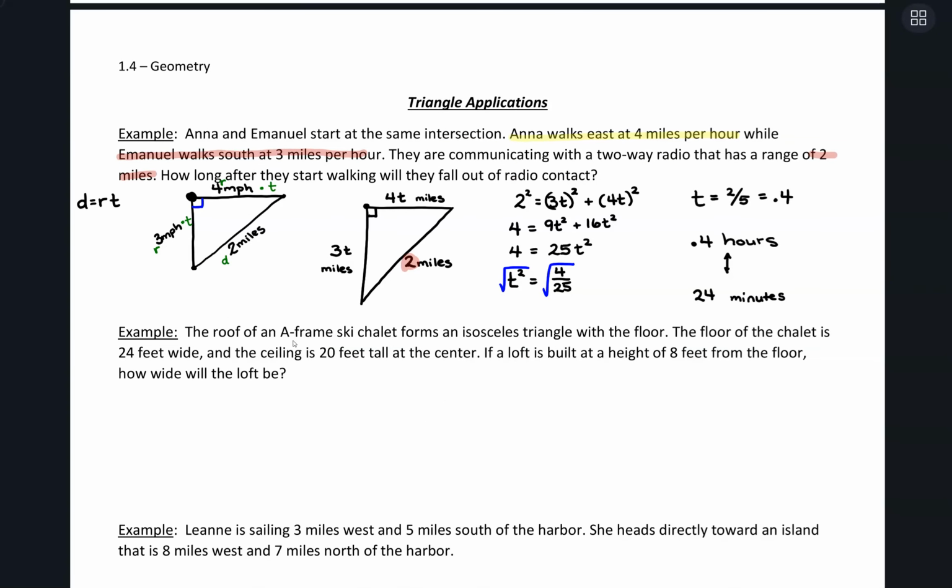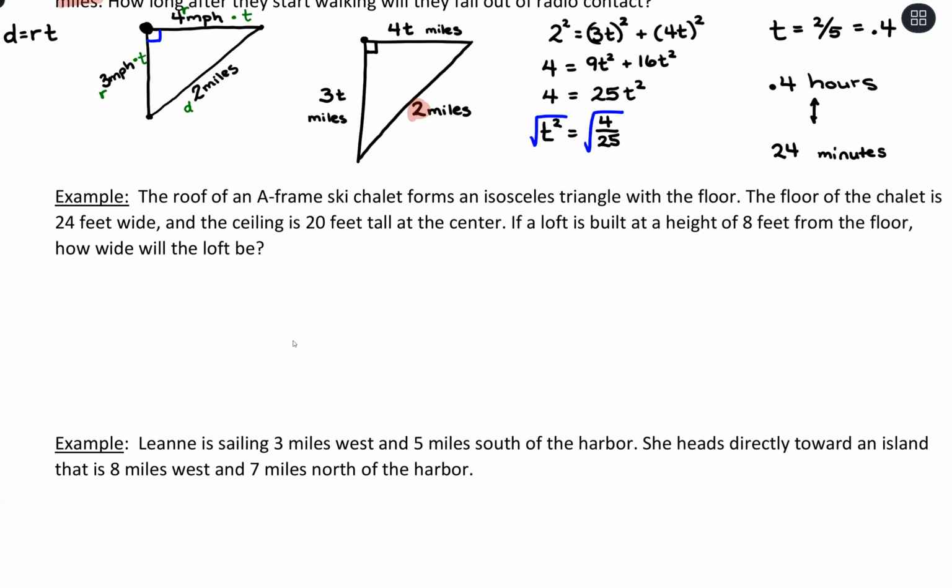Okay, so there's one case where we used our Pythagorean theorem along with our distance equals rate times time formula. Let's look at another case. We have the roof of an A-frame ski chalet forms an isosceles triangle with the floor. So what that means is, if you haven't seen an A-frame before, it just looks like a big triangle.